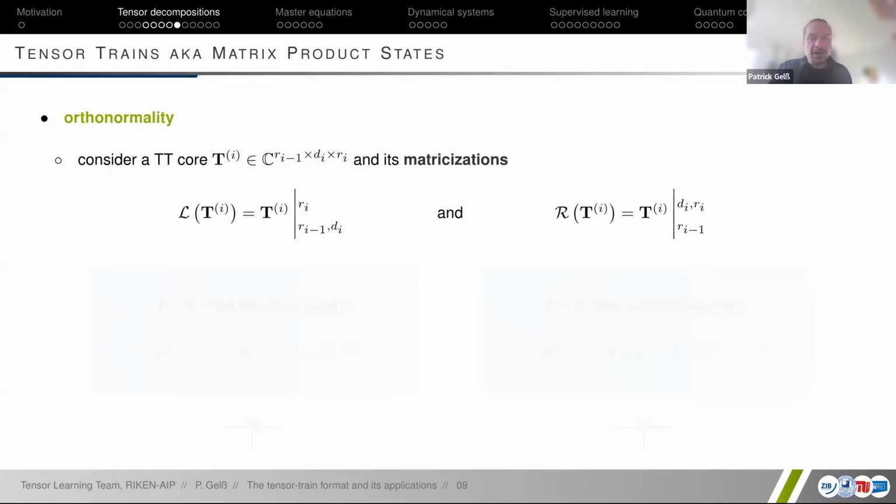Okay, so another basic aspect, which you already saw in the slide where I decomposed a high-dimensional tensor, is orthonormality.